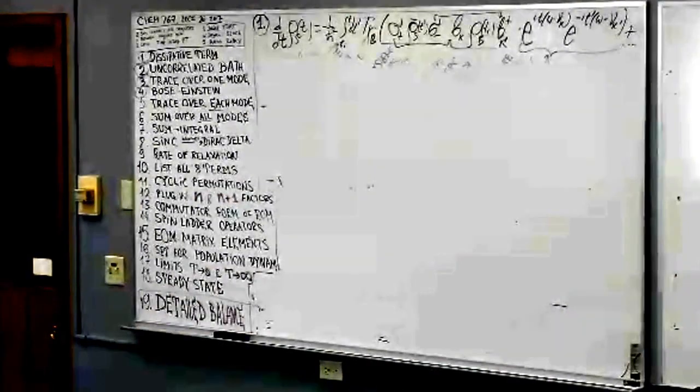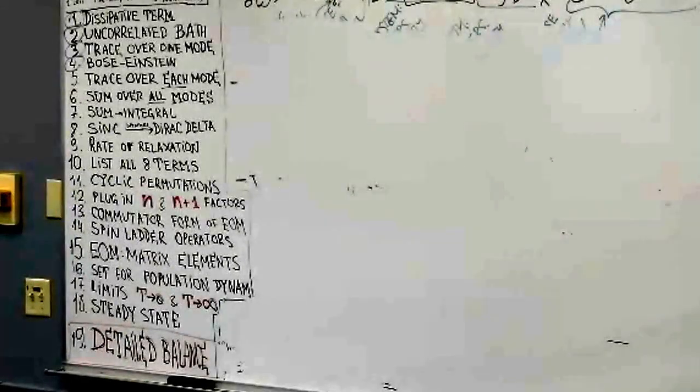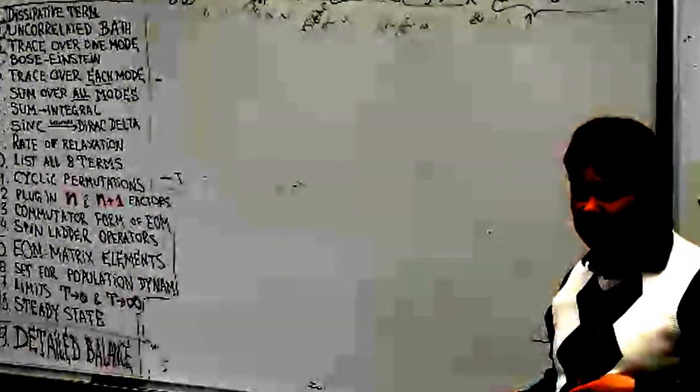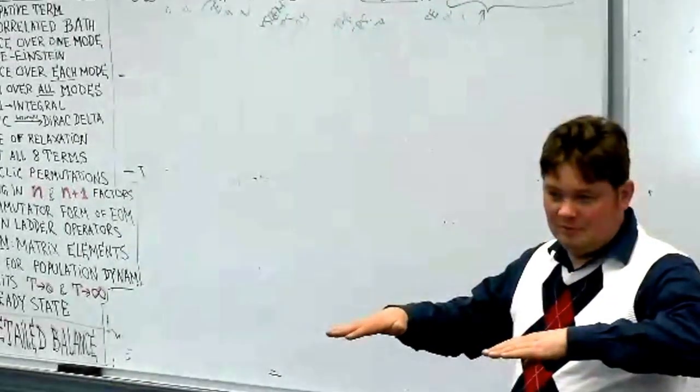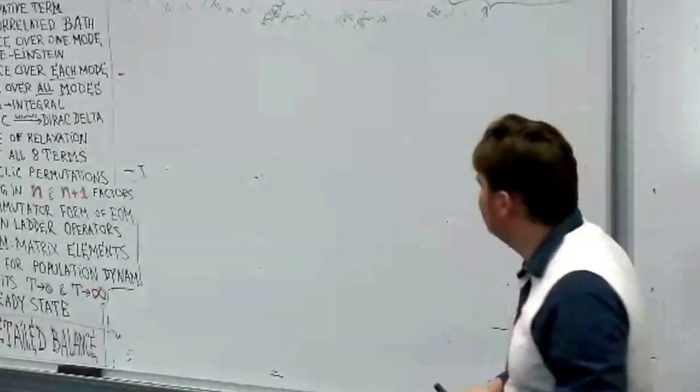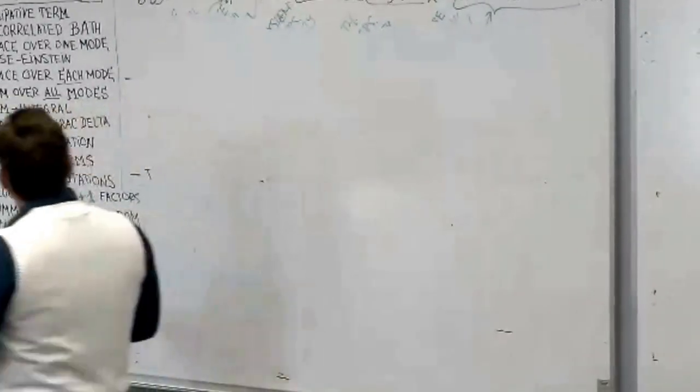So the difference between B dagger and B will be responsible for a different amount of energy flowing to the system and from the system if it is away from the equilibrium. When it equilibrates, then there will be no flow, steady state. So, what do we need?